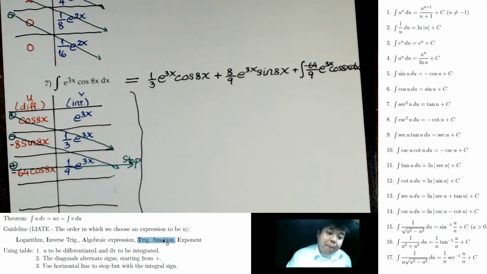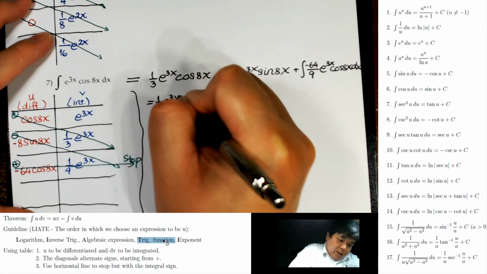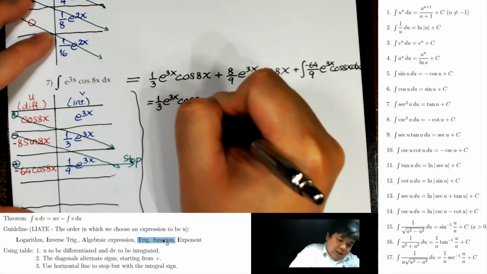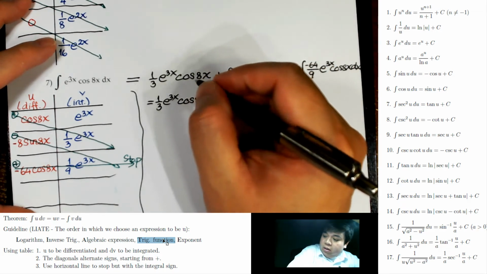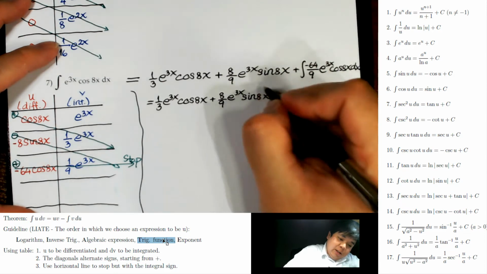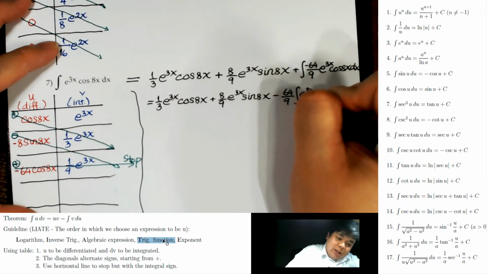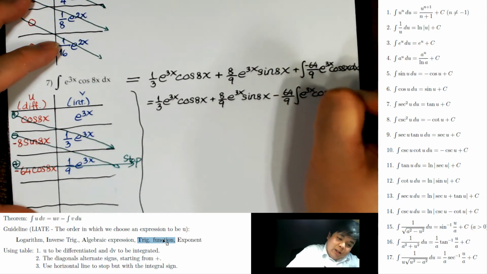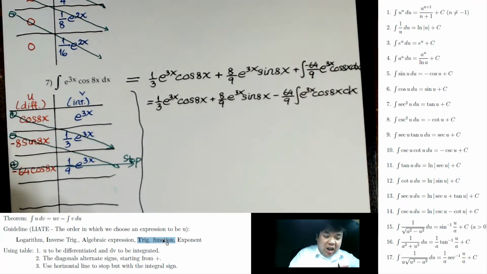I should write smaller. How will we write this? 1 over 3 e to the 3x cosine ax plus a over 9 e to the 3x sine of ax, minus a squared over 9 times the integral of e to the 3x cosine ax dx. Even though we get back to the original problem, that is actually what we want.